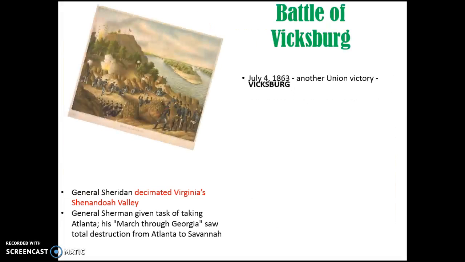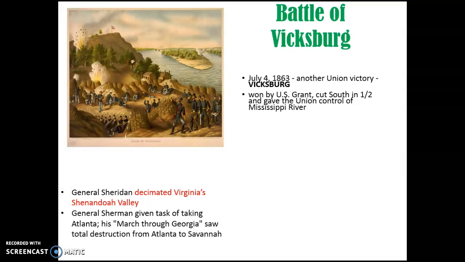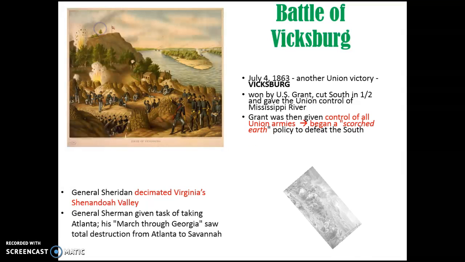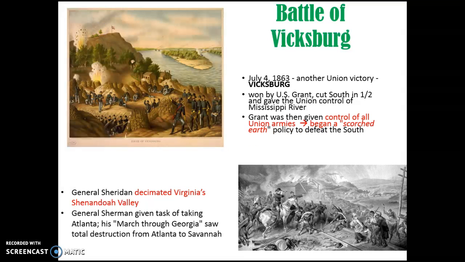So the Battle of Vicksburg was another Union victory. It was won by U.S. Grant. He cut the South in half and gave the Union control of the Mississippi River, which is, again, transportation.